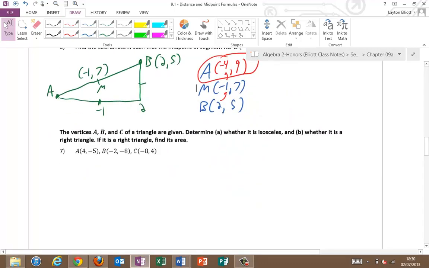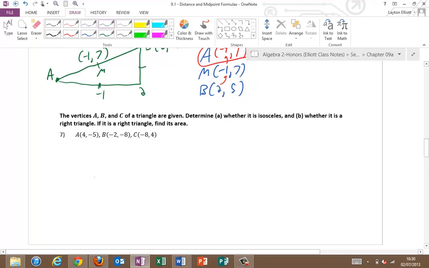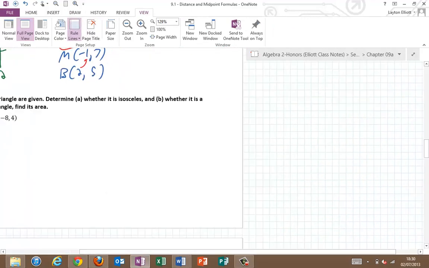Okay, next problem, we have the vertices of a triangle. Determine whether it's isosceles and whether it's a right triangle. And if it's a right triangle, find its area. Well, if I have ordered pairs, we can plot these out. I would almost recommend doing this on graph paper because it might be more visual to see. So I'm going to turn on a grid, and let's pop over here to the right and get a visual going.